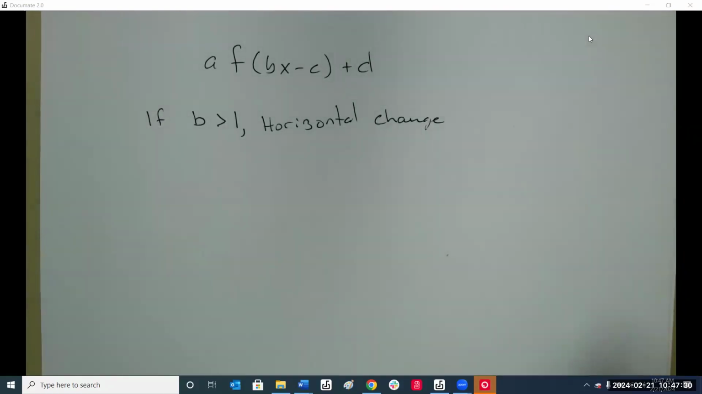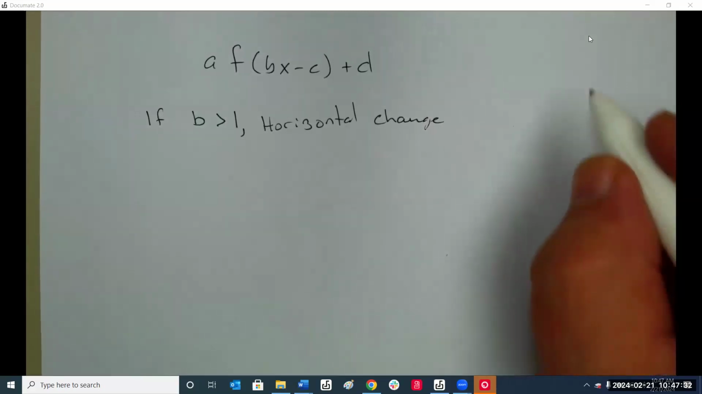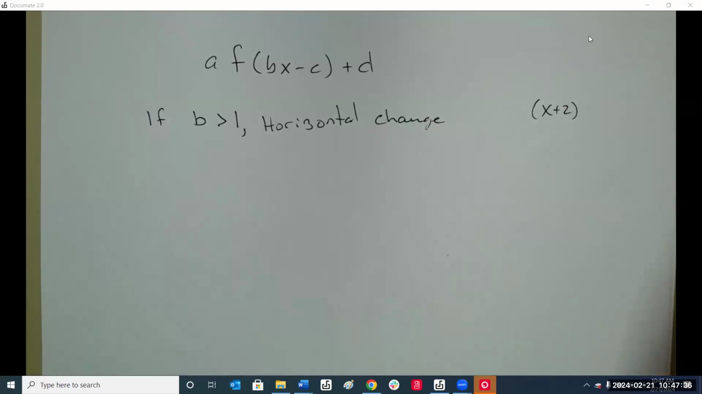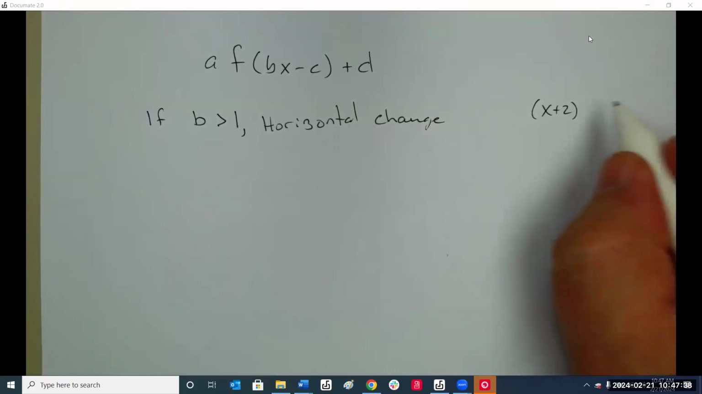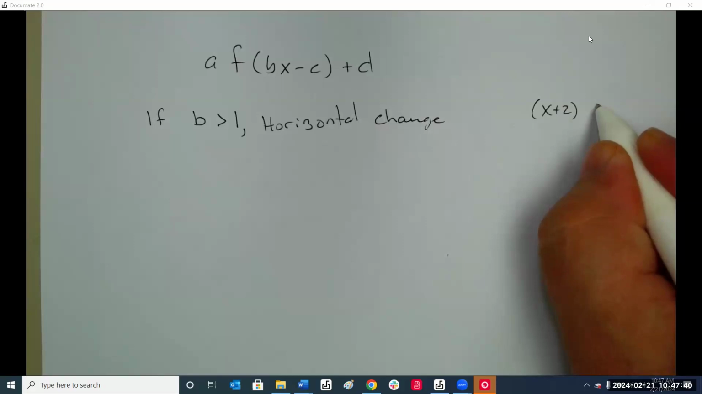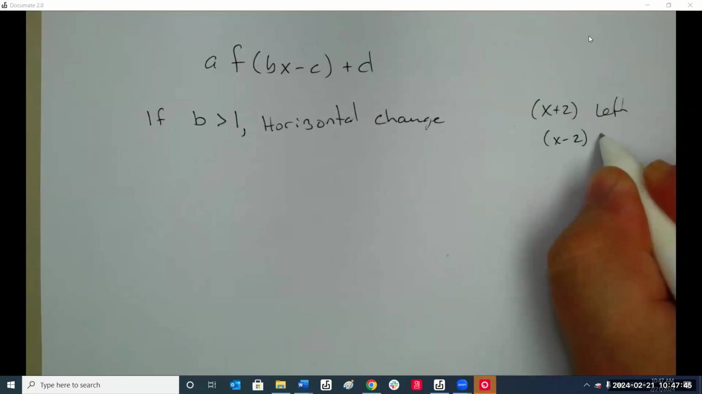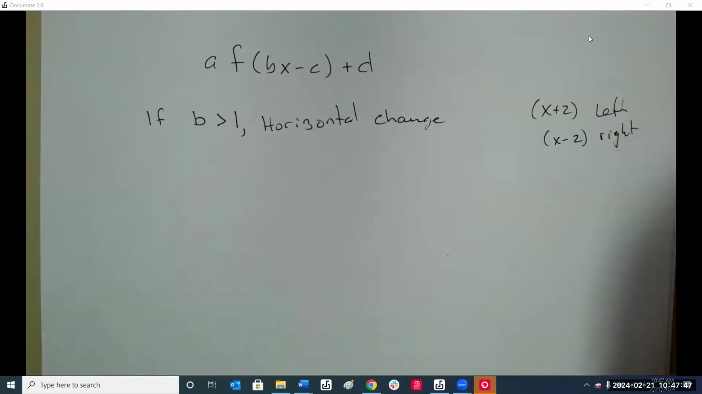Remember, also another thing, for inside the function, if it was x plus 2, where would it shift? Left or right? So if it's x minus 2, it shifts right. So whatever happens inside the function is always opposite.